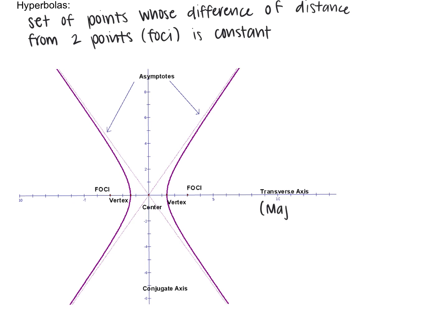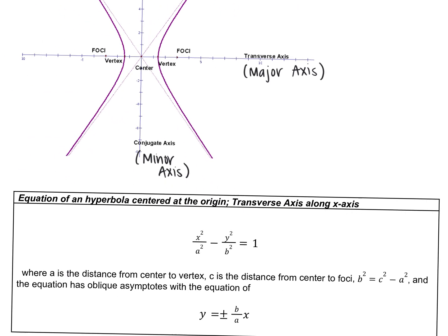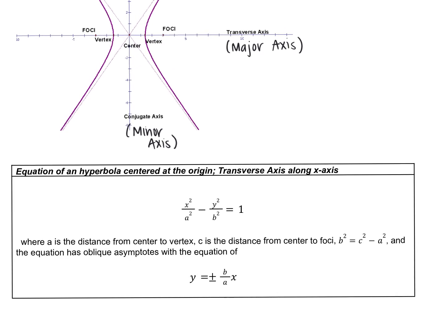So the transverse axis is your major axis, and the conjugate axis is your minor axis. The equation of a hyperbola centered at the origin, whose transverse or major axis is along the x-axis, is a hyperbola with two parabolas that open left and right. The difference between an ellipse and a hyperbola formula is that instead of being added, it's subtracted. So you have x squared over a squared minus y squared over b squared equals 1.